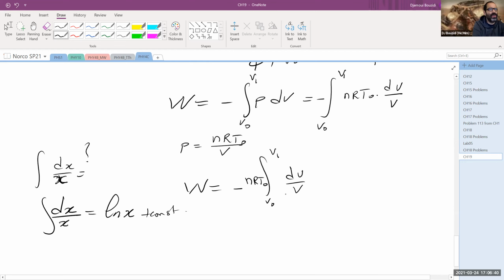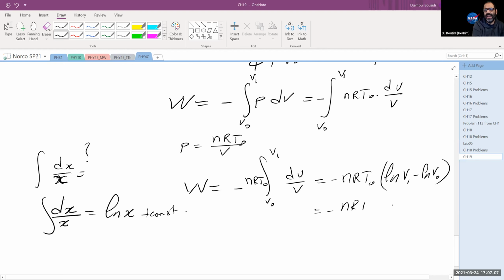Since this is a definite integral between V0 and V1, I'm just going to ignore the constant, because the constant is for an indefinite integral. This is actually a bounded integral. So it's going to be minus nRT0, the ln of V1 minus the ln of V0. And ln of A minus ln of B is just the ln of the ratio, so it's going to be just minus nRT0 ln of V1 over V0. So this is the amount of work really needed in this case, okay?